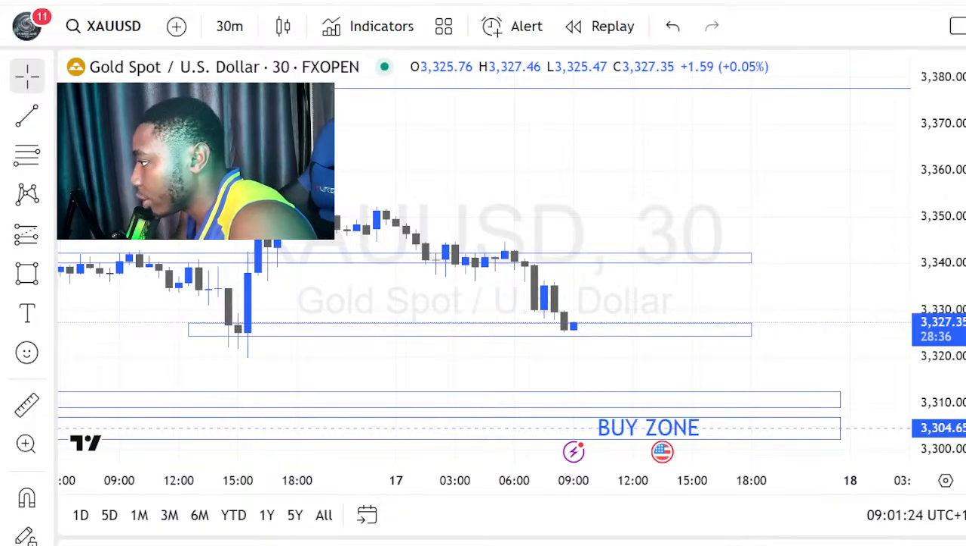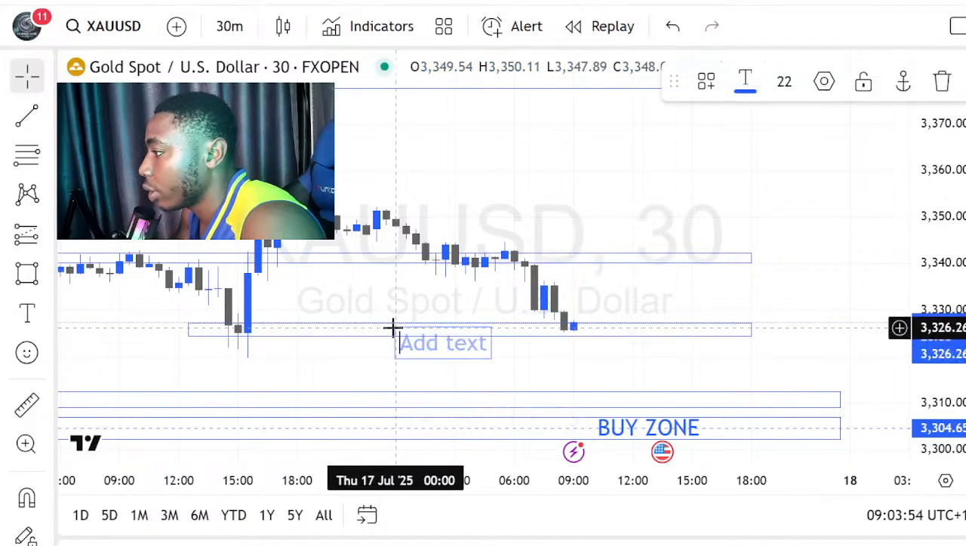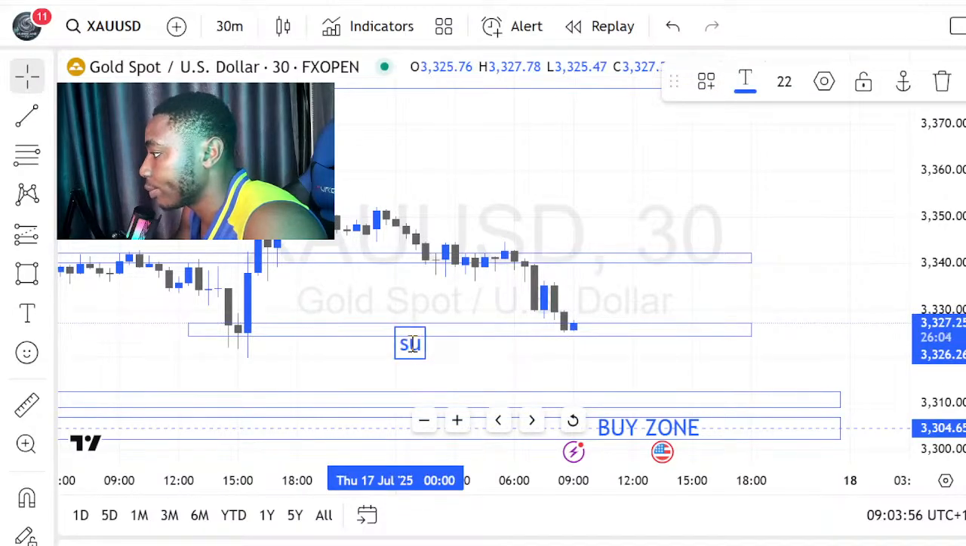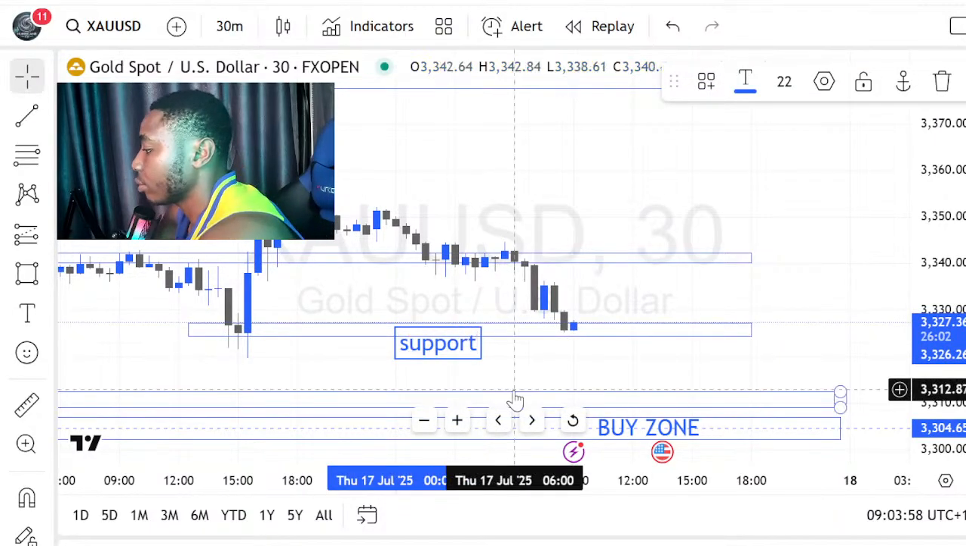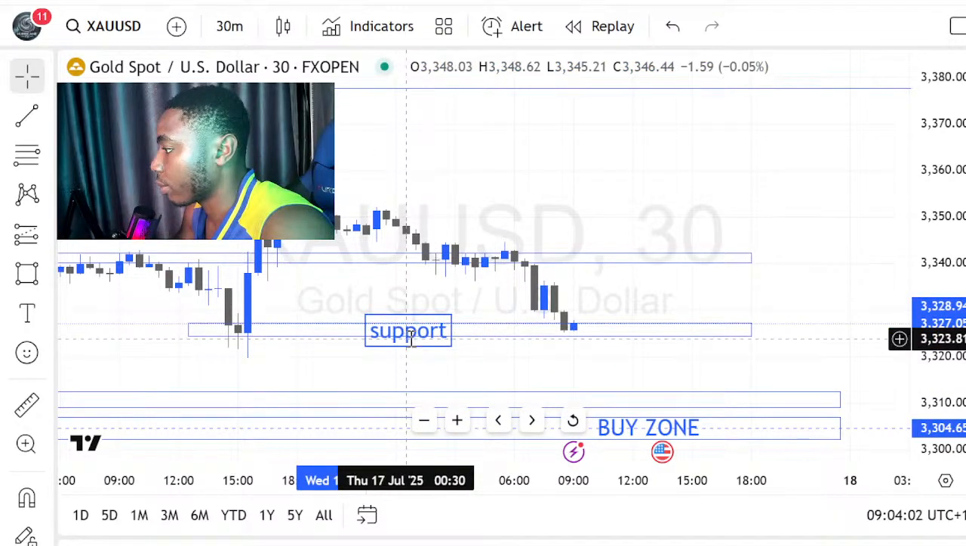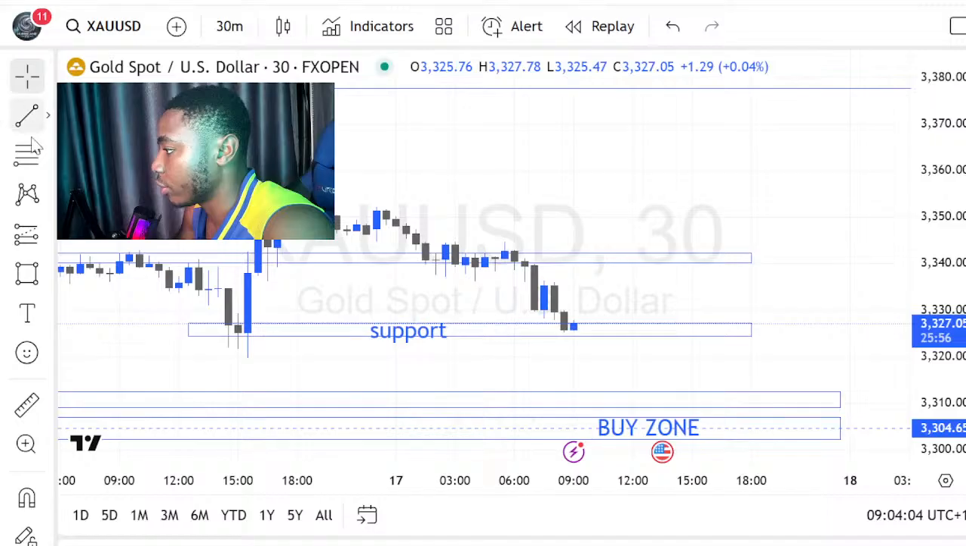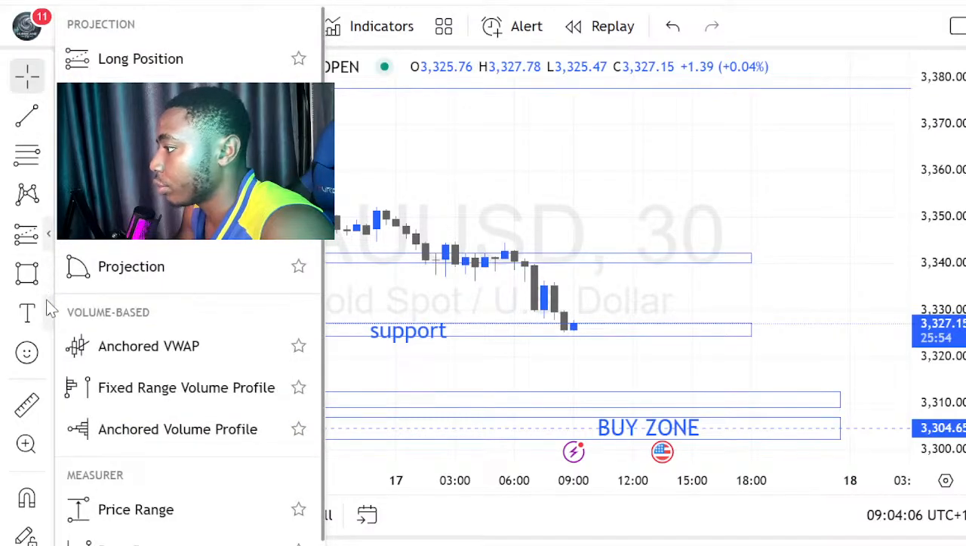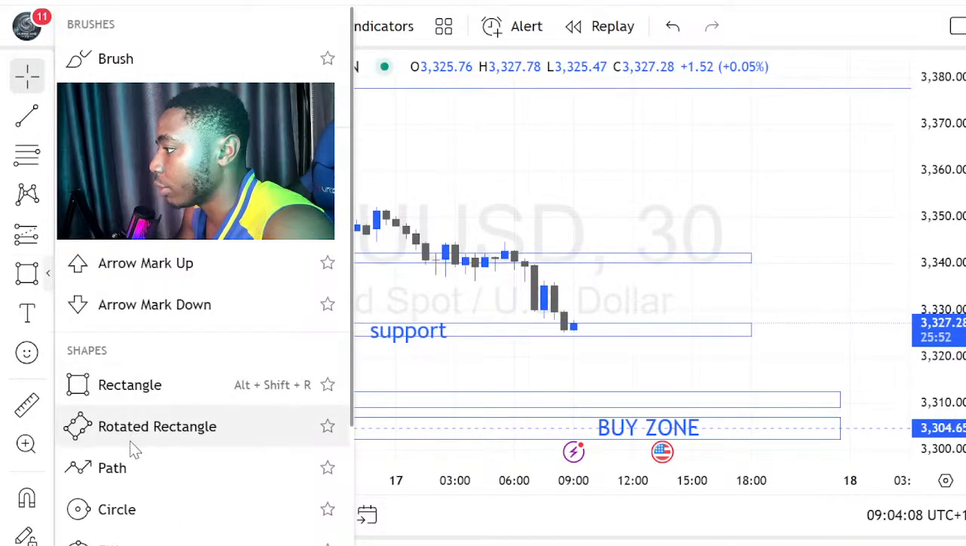Okay, so you can see the area I marked as a support zone. Let me name it a support. Okay, this area is a support. So this is what I'm gonna be expecting from gold.